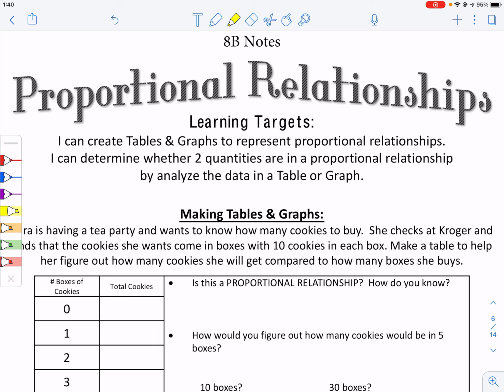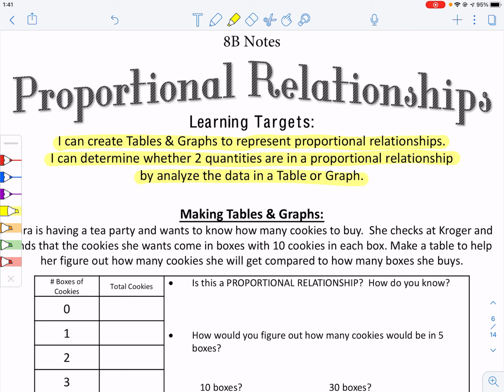Today we're going to talk about proportional relationships, and we're actually going to spend 2 days on this. Today we're just going to focus on proportional relationships in tables. So let's go and highlight our learning targets for today. I can create tables and graphs to represent proportional relationships, and I can determine whether two quantities are proportional by looking at the table or the graph.